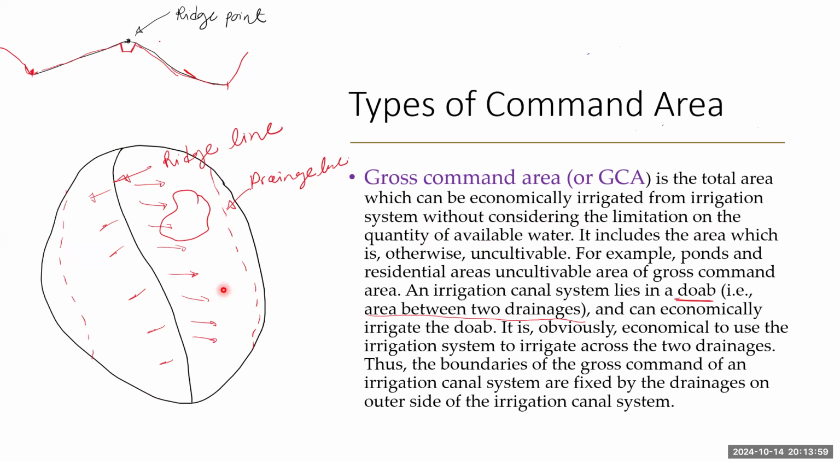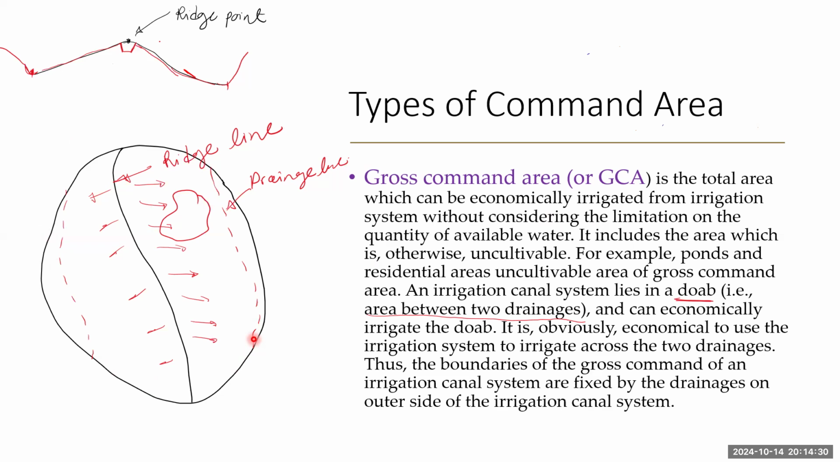Now this gross command area may consist of agricultural land. It may consist of natural water bodies in the area. It may consist of some Gauthan areas. So everything is included in this gross command area, but it is the area where water can be supplied under gravity. So that is the meaning of the term gross command area.